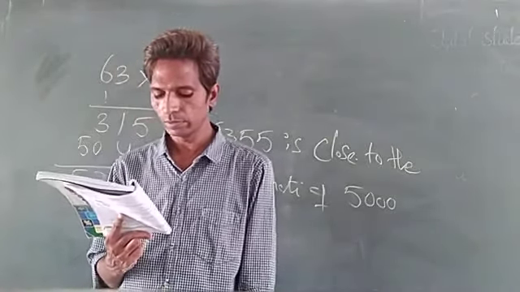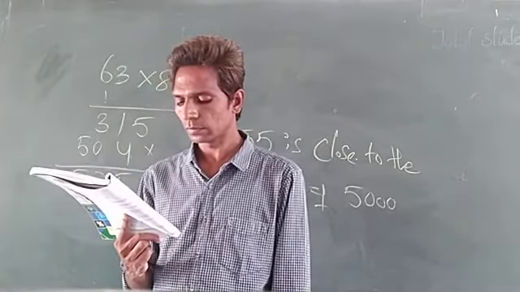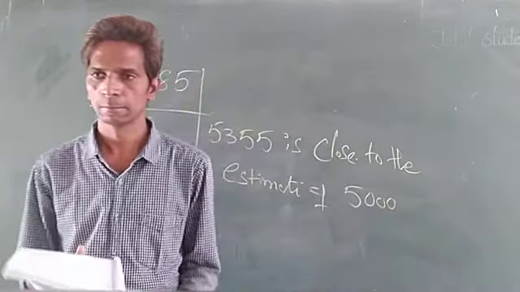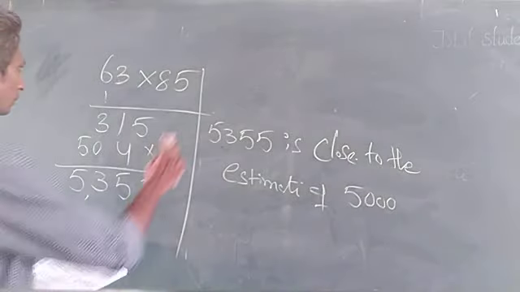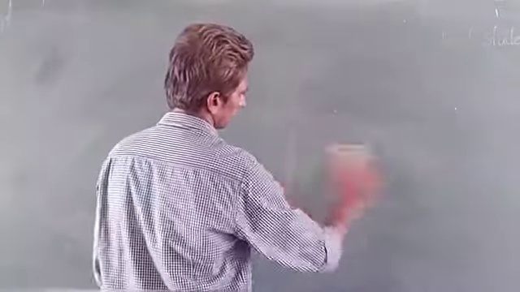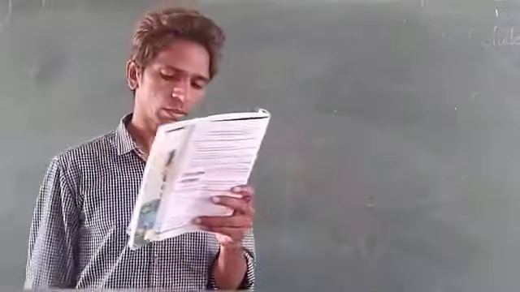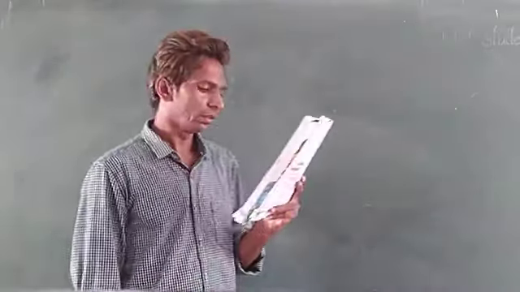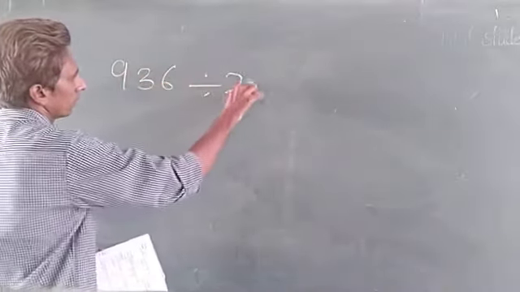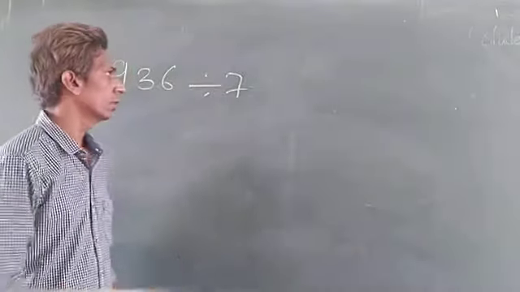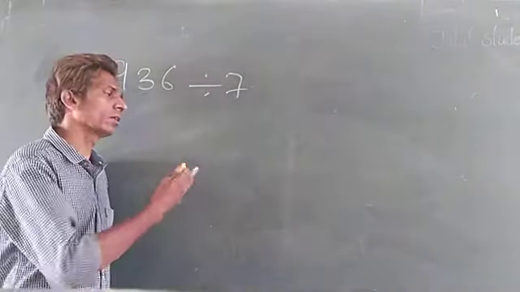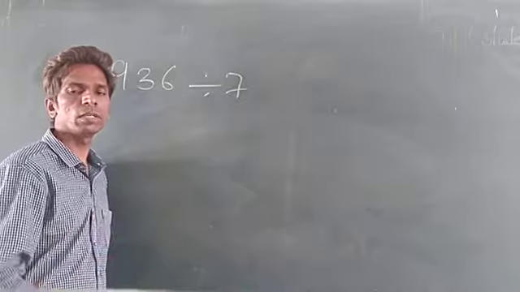I will take one example. Estimate the coefficient by rounding and verify the result. Okay, no? There are 4 problems. I will tell one problem, and the remaining 3 problems you answer. 936 divided by 7. They gave it for you, so you want to do a division. So what is the coefficient? By taking the coefficient, you want to write down the nearest value.